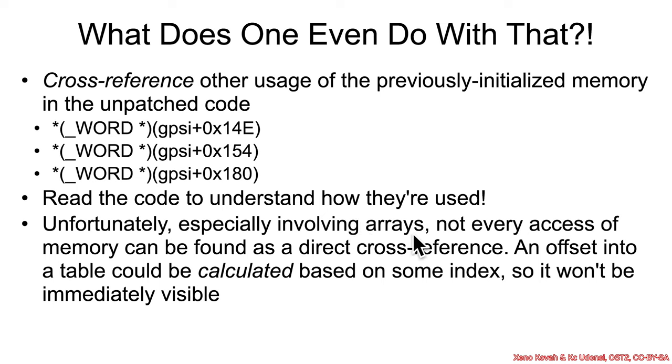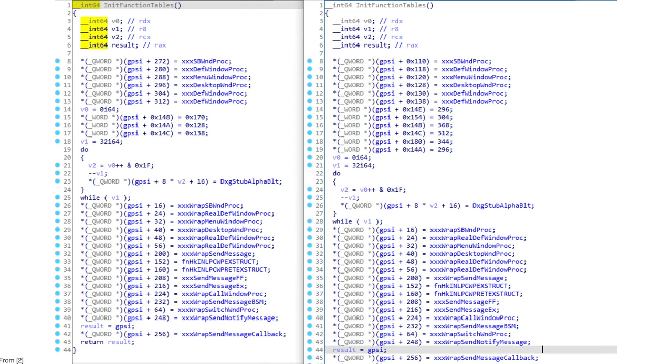You can imagine that if you're looping through an array, the base address of the array might be found in the assembly code, and then every subsequent access is actually a calculated access. It's not always guaranteed that you're going to be able to find it, and it may require further in-depth analysis.